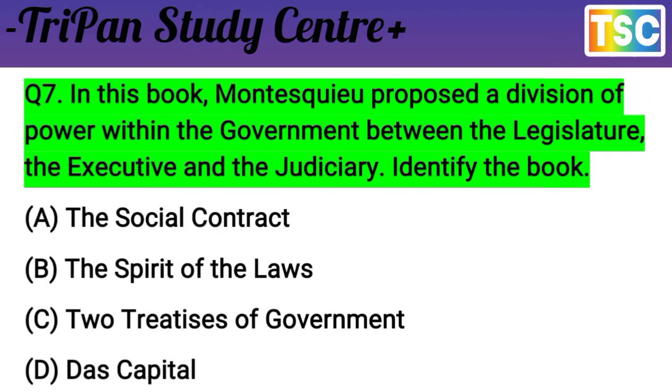The next question on your screen. Question here. In this book, Montesquieu proposed a division of power within the government between the legislature, the executive and the judiciary. Identify the book. Question understand? Question is clear here.